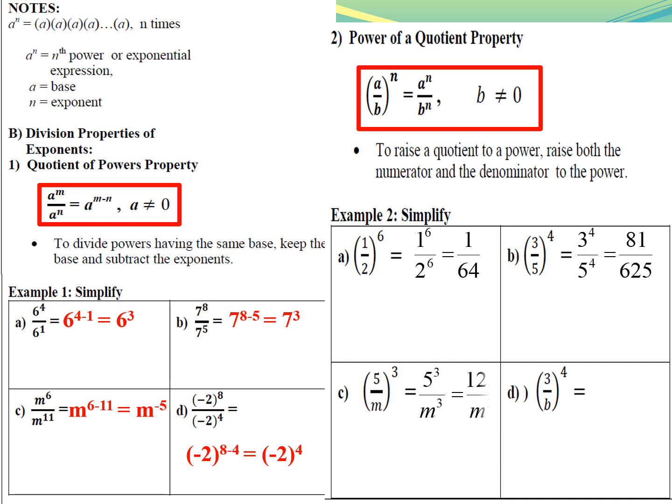Letter C, 5 over m raised to 3 equals 5 to the 3 over m to the 3 equals 125 divided by m to the 3. Letter D, 3 over b raised to 4 equals 3 to the 4 divided by b to the 4, which is 81 over b to the 4.